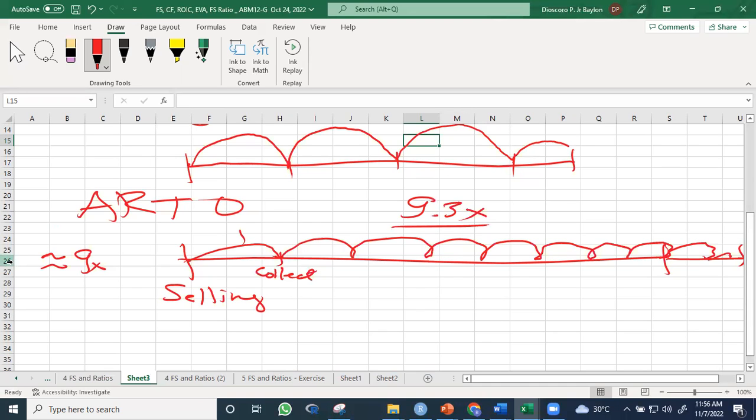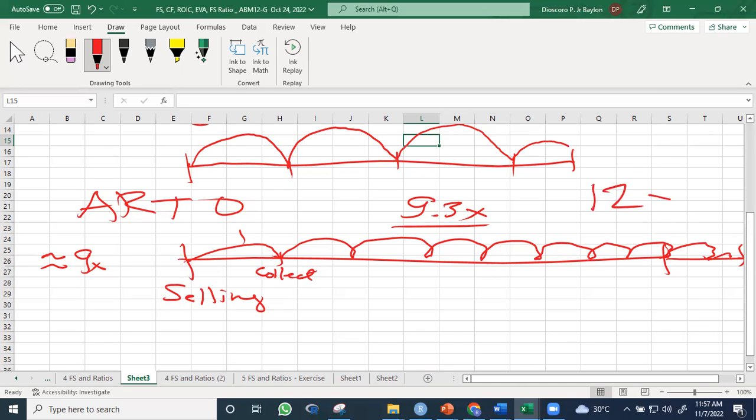Okay, we do not evaluate ratios independently from context. Dapat may context ito. Tapos sabi natin, may dalawang context tayo dito. Yung una, yung sa direct competitor or sa industry. If the industry's ARTO was 12 times, let's assume it's 12 times.